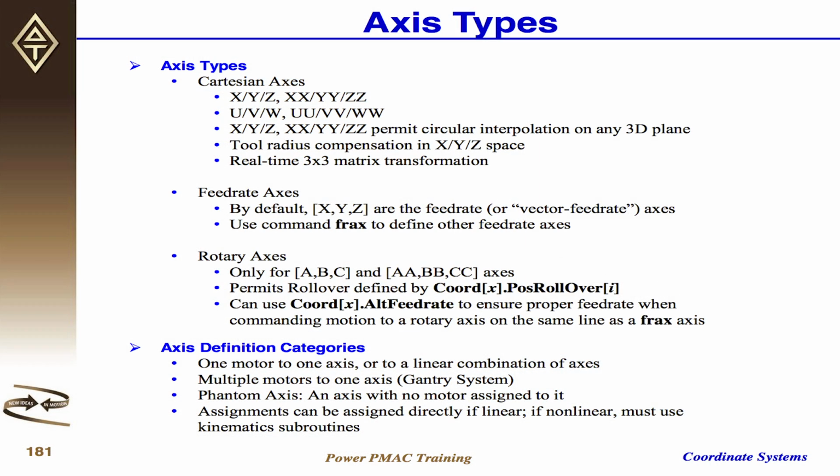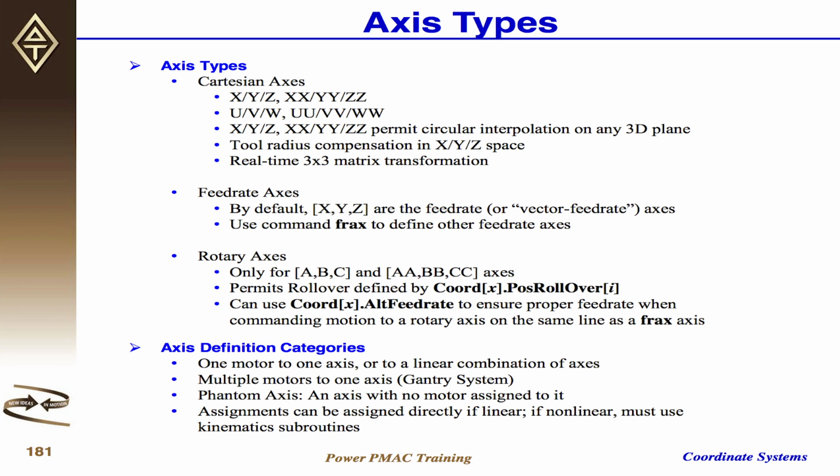So as I mentioned, this says 3, I'd argue there's 2, but there's different types of axes. There's the standard Cartesian axes, XYZ, UVW, and they permit circular interpolation amongst any of the standard 3D planes, XYZ, and at different angles. Different angles are being accomplished by the real-time 3x3 matrix transformations.